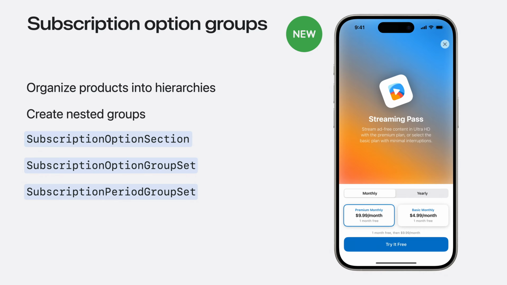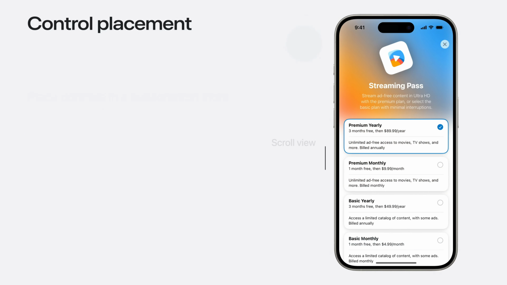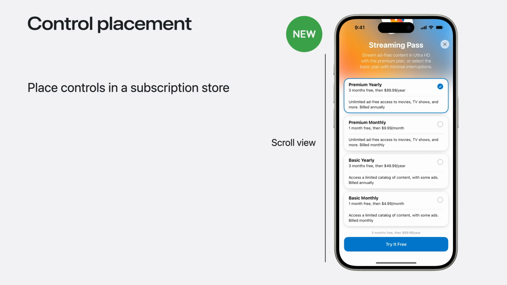Earlier, I showed you how you can use the Placement API when building the destination video store. This is a new API that lets you choose where in the subscription store you'd like to place your subscribe controls.